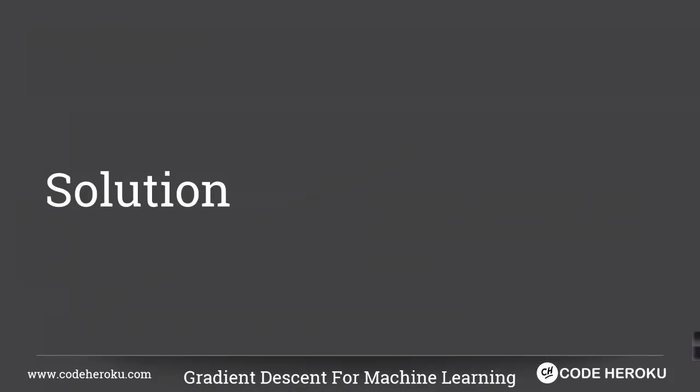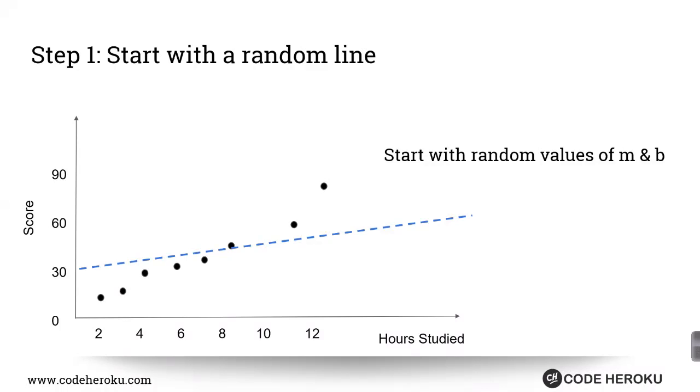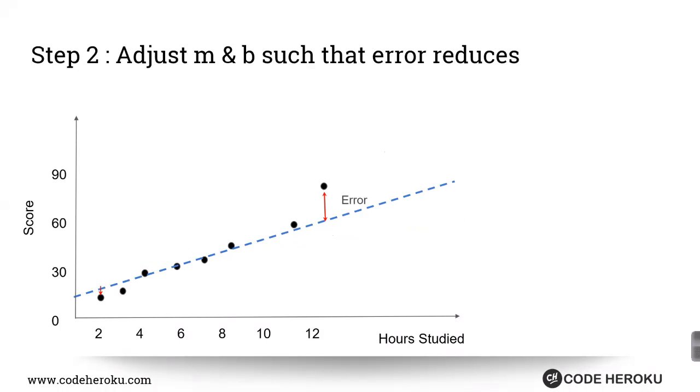We said, let's start off with a random line. With that random line, we'll have some random error. With a random set of M and B, we'll get a random set of errors generated. And now what we need to do is adjust the M and B such that the error reduces.